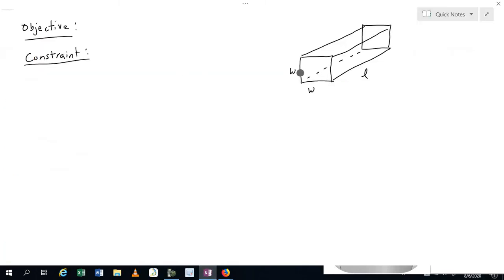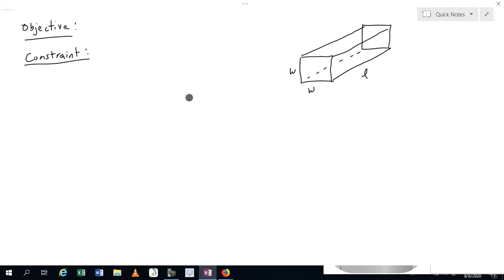So first of all, this is a picture of the box. Remember, it has a square base, so this distance here is the same as this distance here, and they said to call that W. And then this is the other distance, which I'm going to call L for length. So that's what the square-based box looks like.